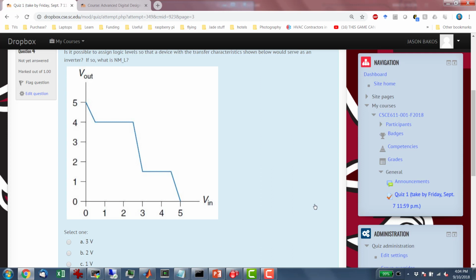The confusing part of this question is that it's an inverter. So when you're trying to figure out the output low, you're on this side, right? And the input low, you're on this side. That's the part that's hard about this. Any questions? Yes.